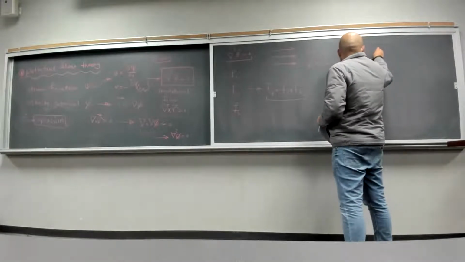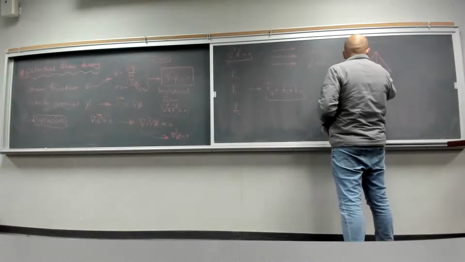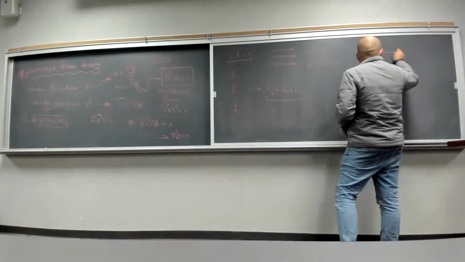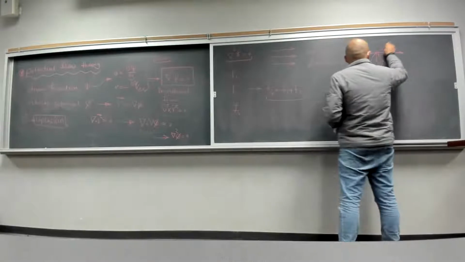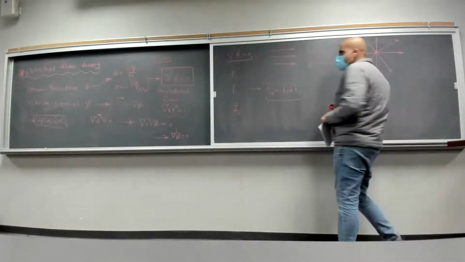I'm just giving you an example. And then we have this type of flow, which is called a source flow. I think this was part of your homework as well. This type of flow.